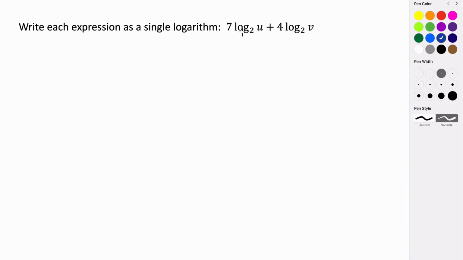The first thing I'm going to do is use the power property, which says I can take these leading factors and make them the power of my argument. So now that gives me log base 2 of u to the 7th, plus log base 2 of v to the 4th.